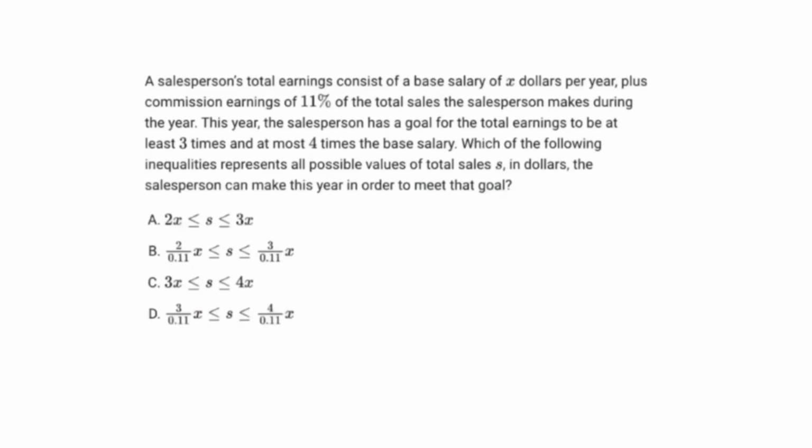A salesperson's total earnings consists of a base salary x dollars per year plus a commission earning of 11% of the total sales the salesperson makes during the year. So let's just write this out. The salesperson is going to make a base salary of x, and on top of that 11%. So we'll express this as 0.11 of the total sales. The total sales, let's just call it S.